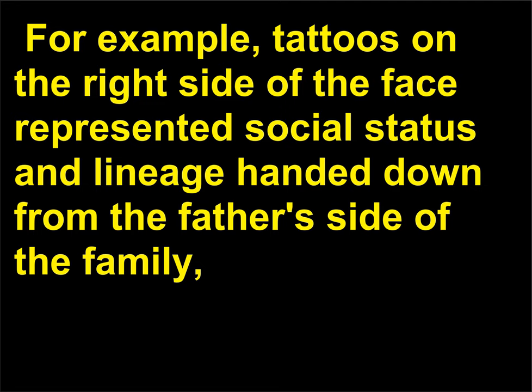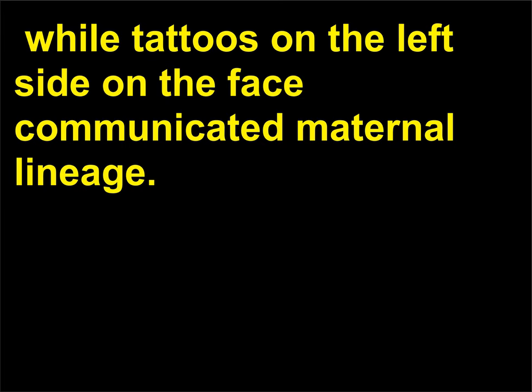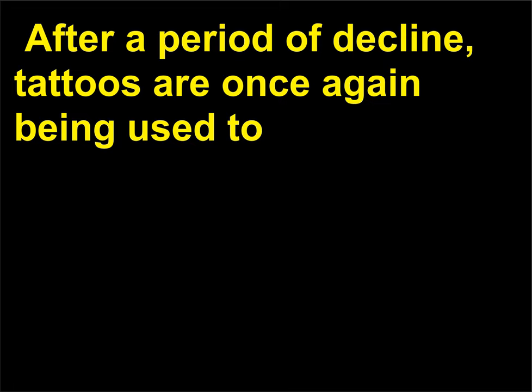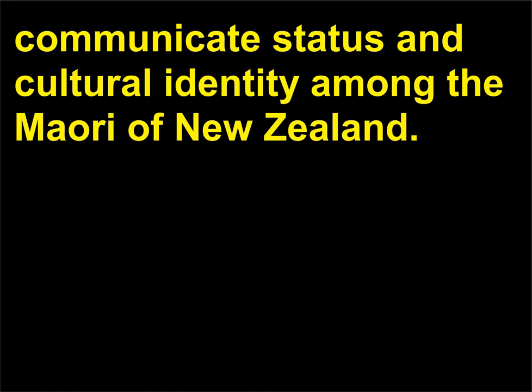For example, tattoos on the right side of the face represented social status and lineage handed down from the father's side of the family, while tattoos on the left side of the face communicated maternal lineage. Bodies of the most prominent members of society could be completely covered in tattoos. After a period of decline, tattoos are once again being used to communicate status and cultural identity among the Maori of New Zealand.